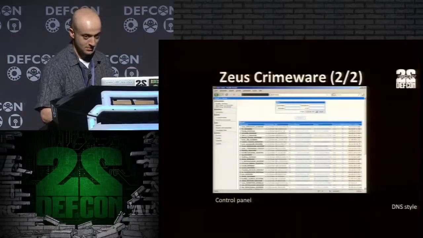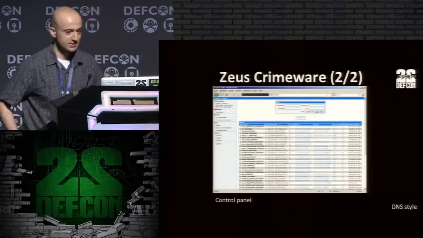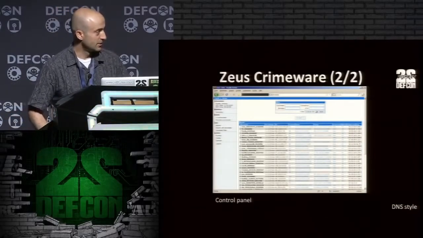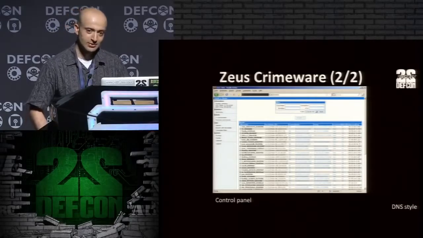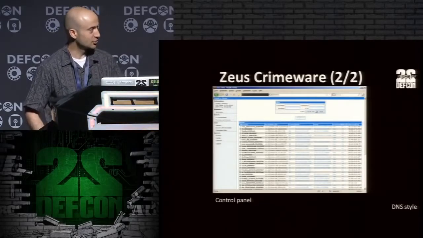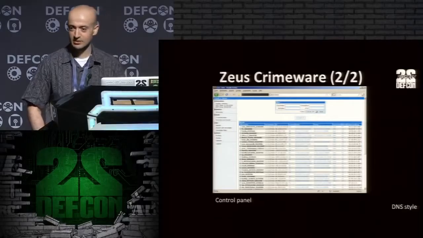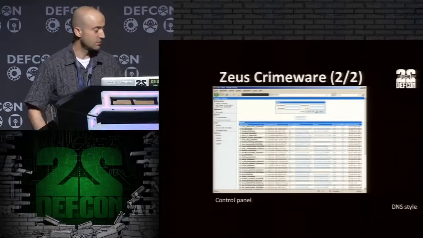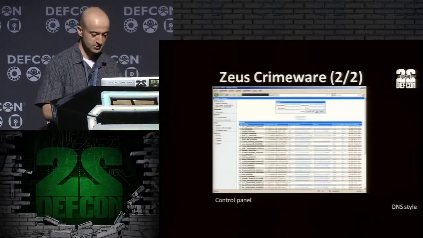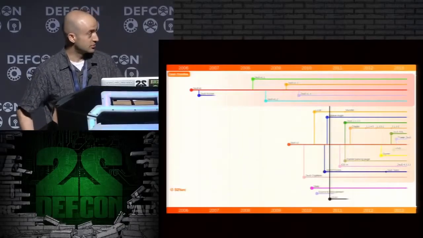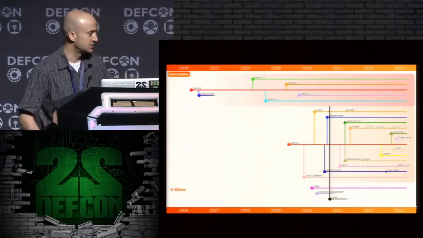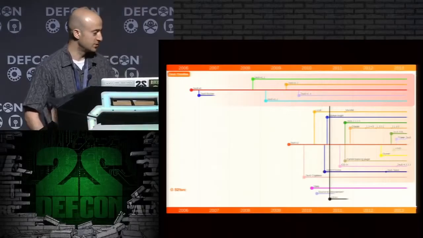Now, on the other side, you have a control panel, and that one will let the adversary control his botnet, because he will see what kind of machines got infected, and he can monitor his gains, in other words. This slide shows you a timeline of the Zeus variants that we saw over the years.